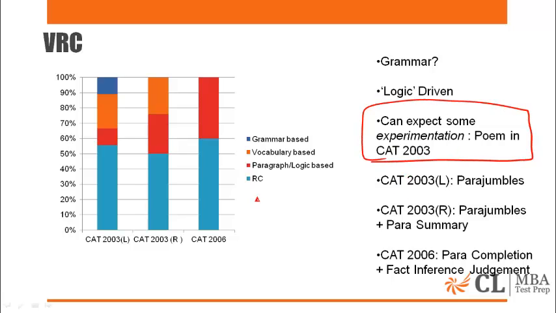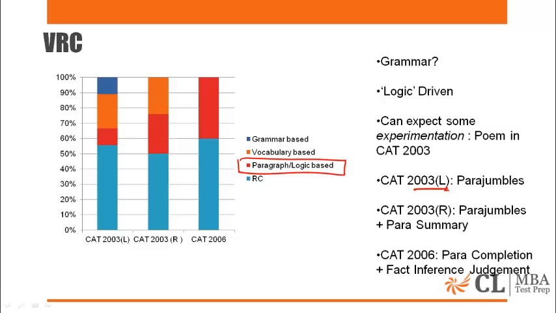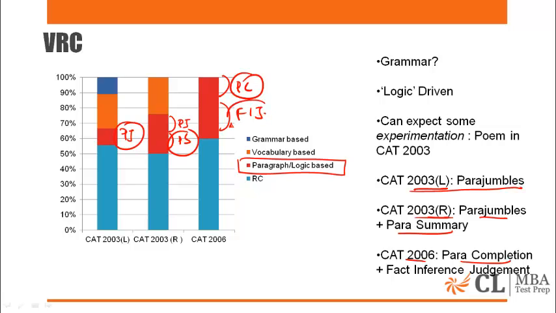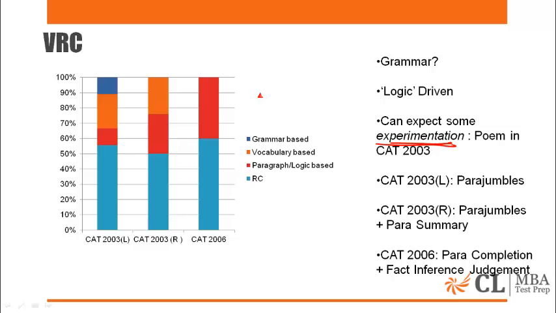And these paragraph logic based questions I explained here. In 2003 all the questions were para jumble. In the 2003 repeat paper, para jumble plus para summary. 2006 is para completion plus factor inference judgment. So every year one extra area came. Oh, interesting. So you can expect experimentation. You can also expect new types of questions. When I say new, this would be things that you've never seen, but the logic behind answering the question would remain the same. So it'll probably be a tricky or challenging VRC is what we are expecting.